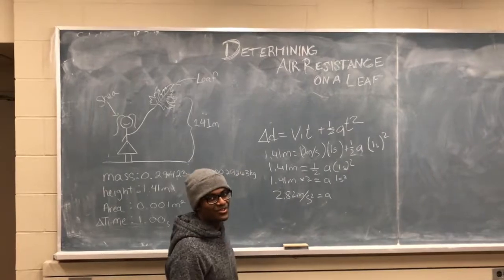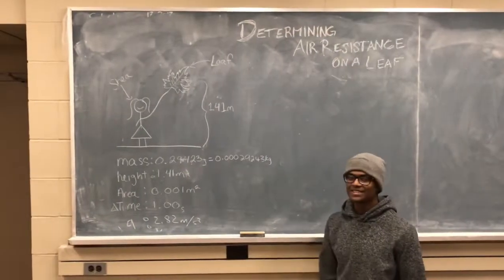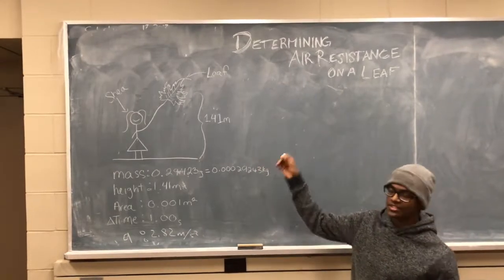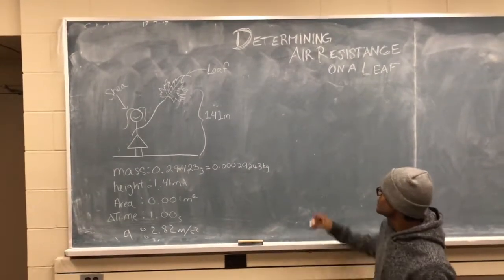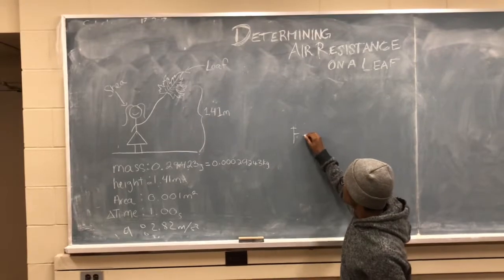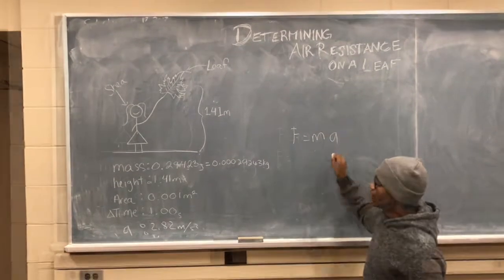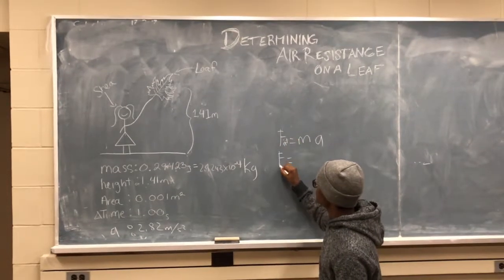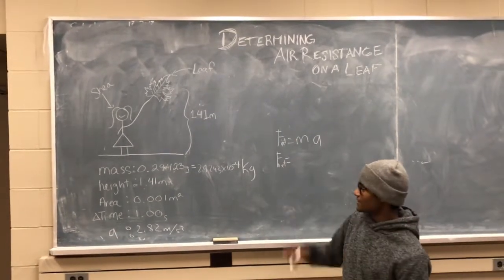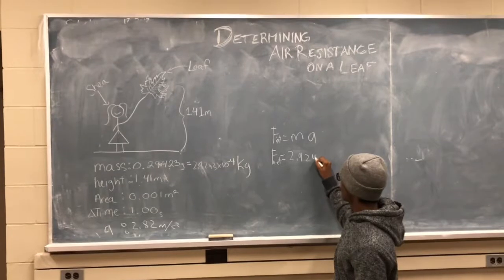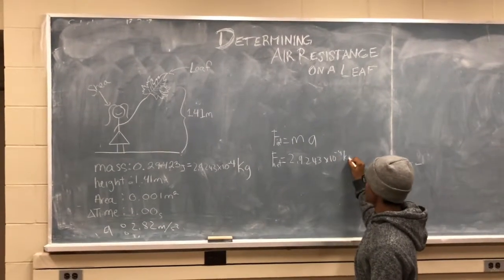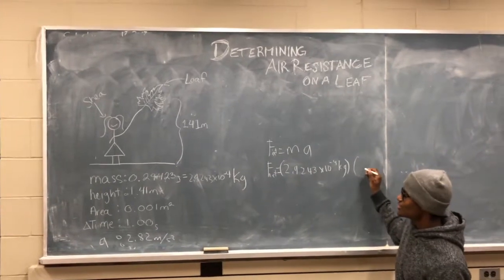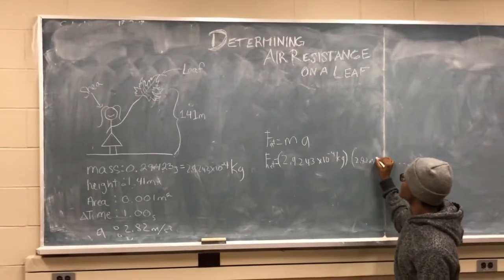So now we've got the acceleration, and we can put that into the constants table. We can use that to calculate the net force acting on the leaf since it's accelerating downward. Force equals mass times acceleration, as we all know. So Fnet equals the mass, which is 2.9243 times 10 to the power -4 kilograms in SI units, times the acceleration, which is 2.82 meters per second squared.